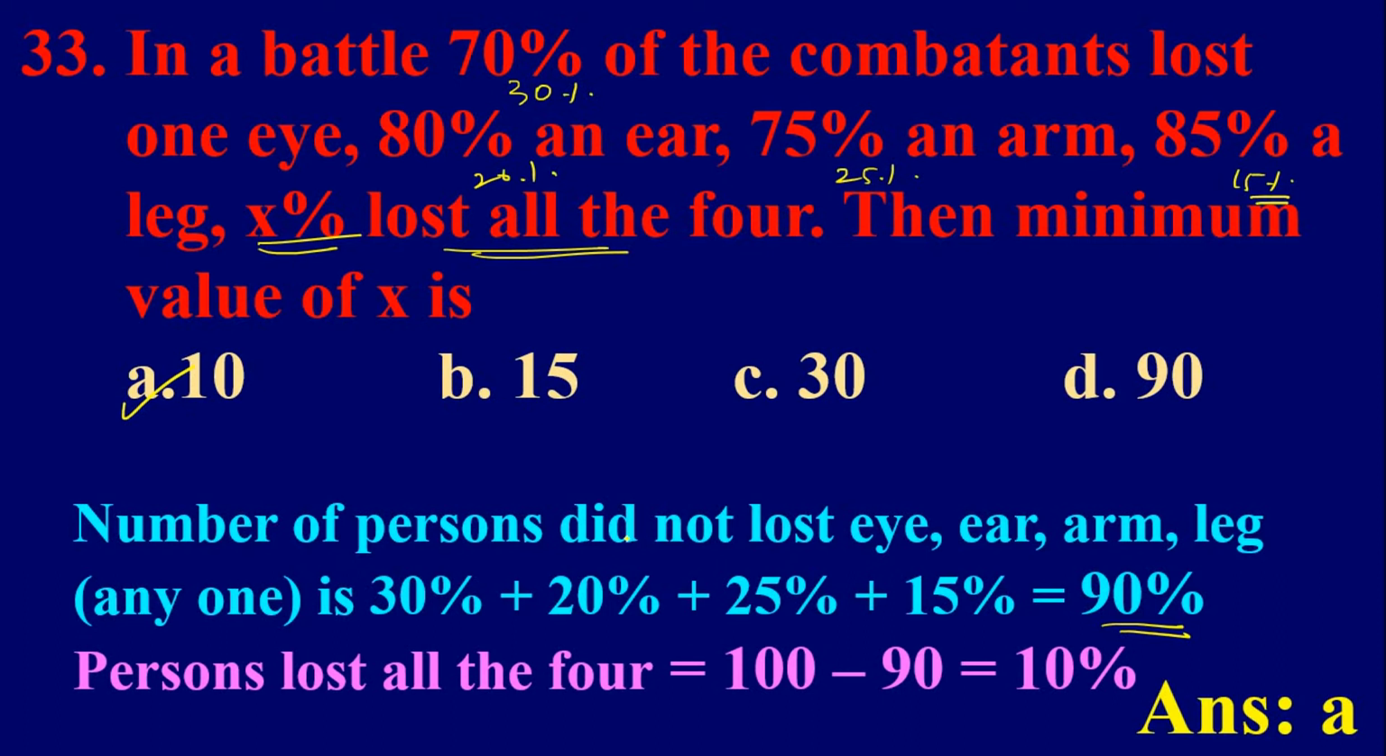Here, first we calculate the number of persons who did not lose an eye, ear, arm or leg, that is any one. Here it is 90%. Therefore the minimum number of persons who lost all the four is 100 minus 90, which is 10. Here option A is correct. So therefore the minimum value of X is 10, which is option A.